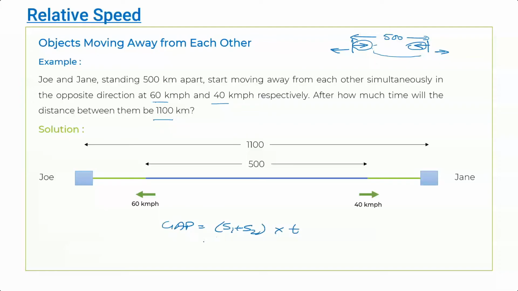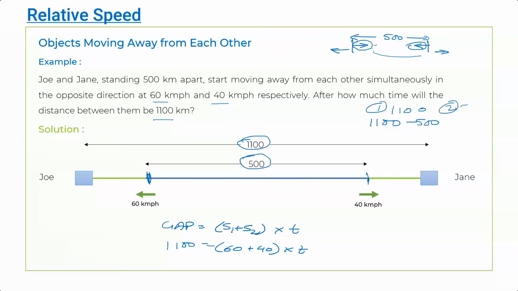But the mistake that people make in this question is regarding the gap. Now, what should be the gap? Should the gap be 1100? Should I take it as 1100? Should I take my gap as 500 because that is the gap that was initially present? Or should I take the gap as the difference, 1100 minus 500? So there are three options. 1100, that's the first option. 500 is our second option. And 1100 minus 500 is a third option, which is 600.